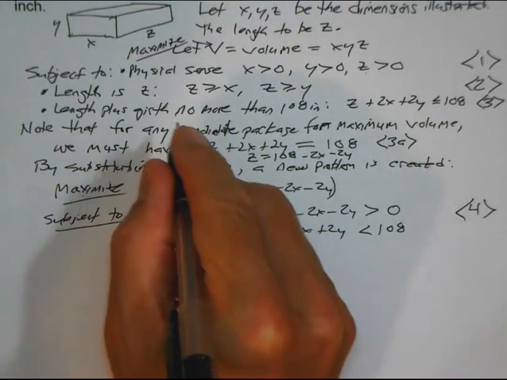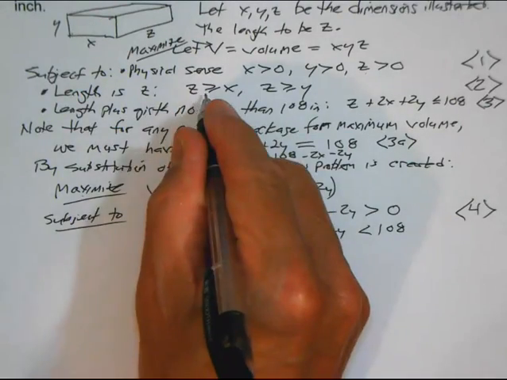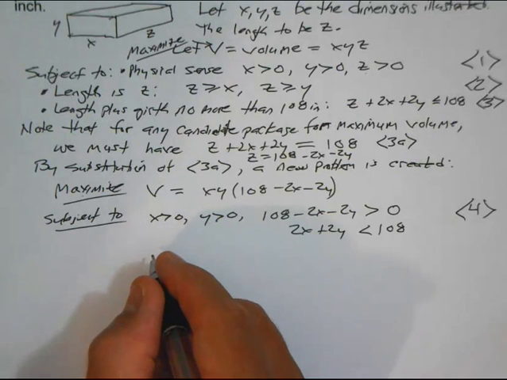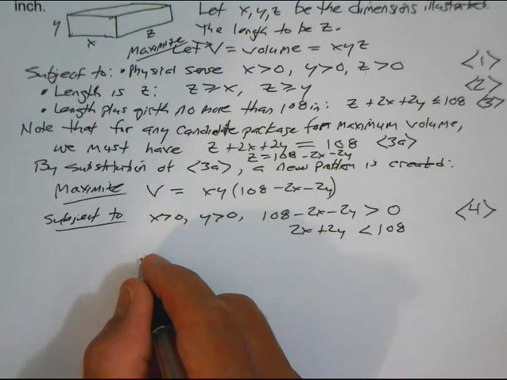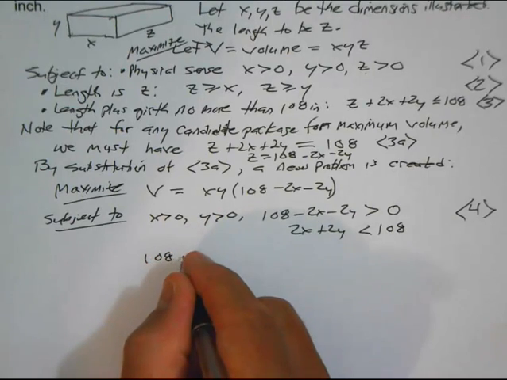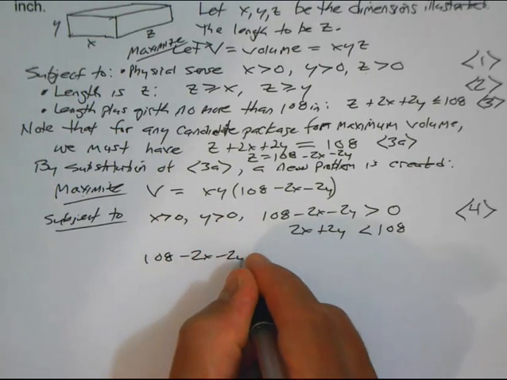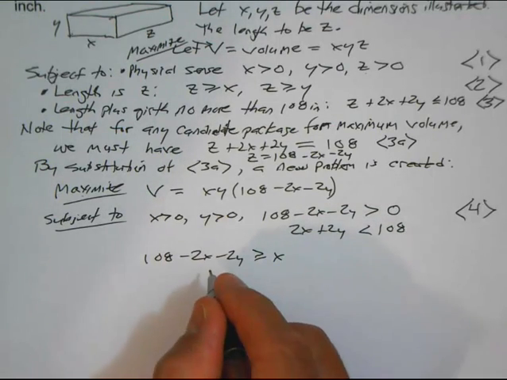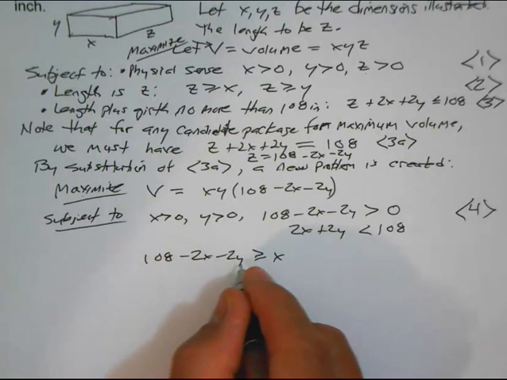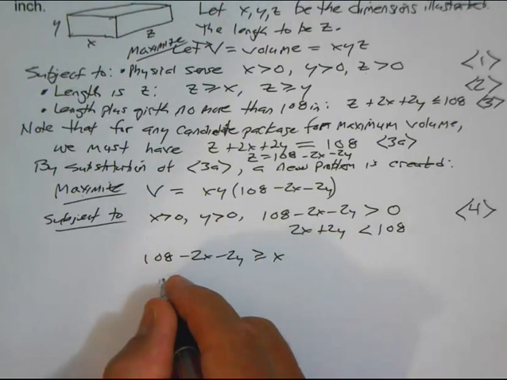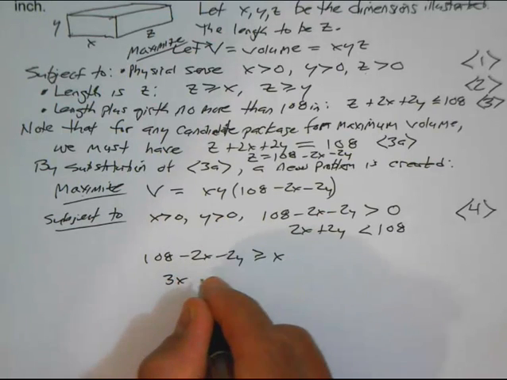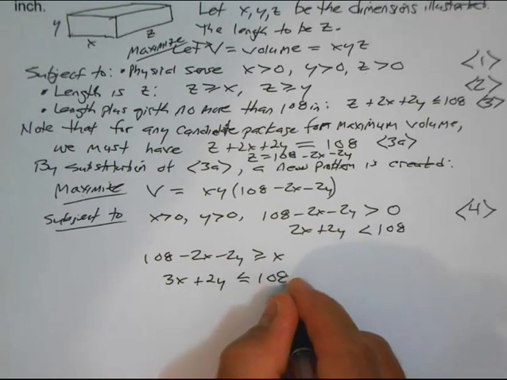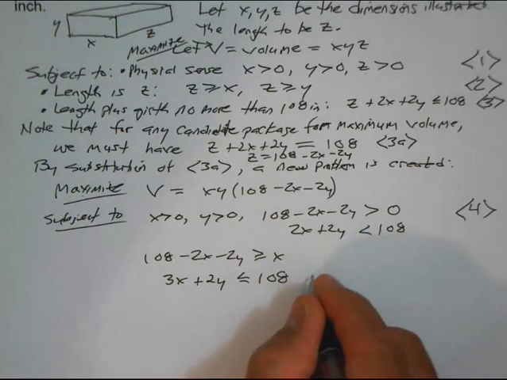And going further, z was the length. Now these 2 inequalities also generate another system here. We have, there's z, so again they have the 108 minus 2x minus 2y greater than or equal to x. Okay, let's see, we could add 2x and 2y to both sides, allowing us to rewrite this as 3x plus 2y less than or equal to 108. Okay, this could be 5.